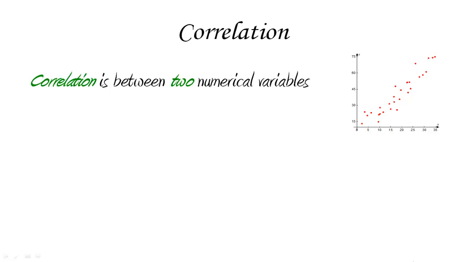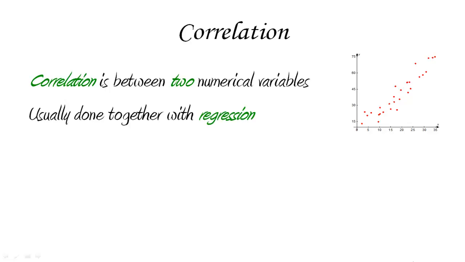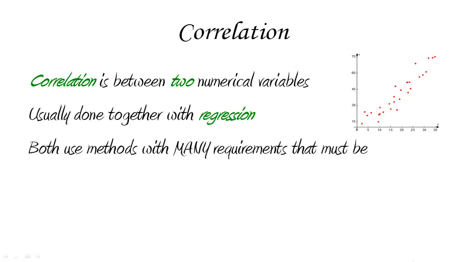The other thing to be said about correlation is that it is usually done together with regression, which is going to be the topic of the last class. Both correlation and regression look at relationships among variables. Regression can also look at relationships among several variables, and they all technically require the use of numerical variables. Also, both of them use methods with many requirements that must be checked.